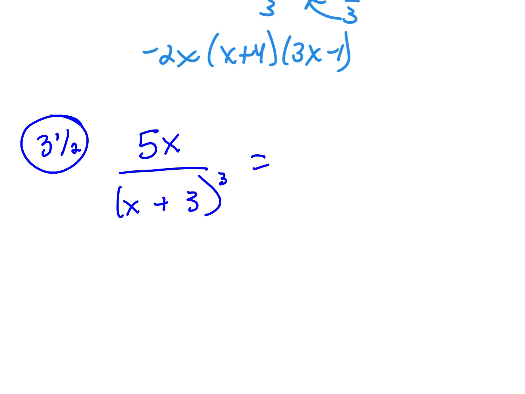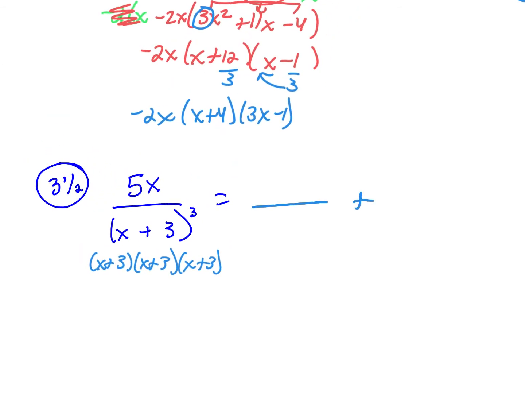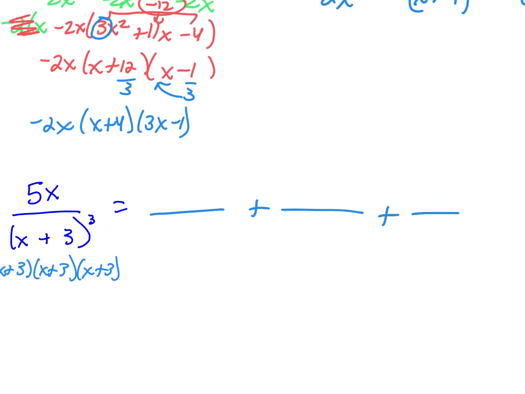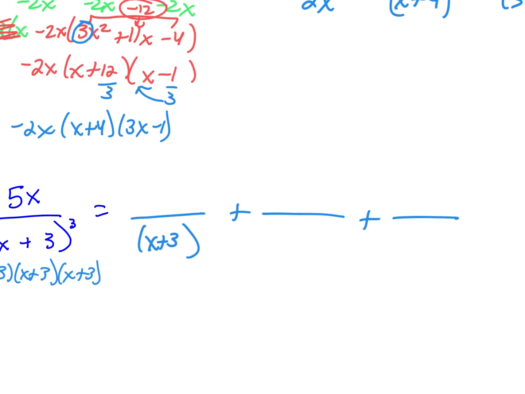You have to repeat it, right? This is the same as x plus 3, x plus 3, and x plus 3, correct? All right, so how we did this, when we talked about this weeks ago: I have x plus 3 as my first denominator. What is my second denominator? Good, x plus 3 squared.